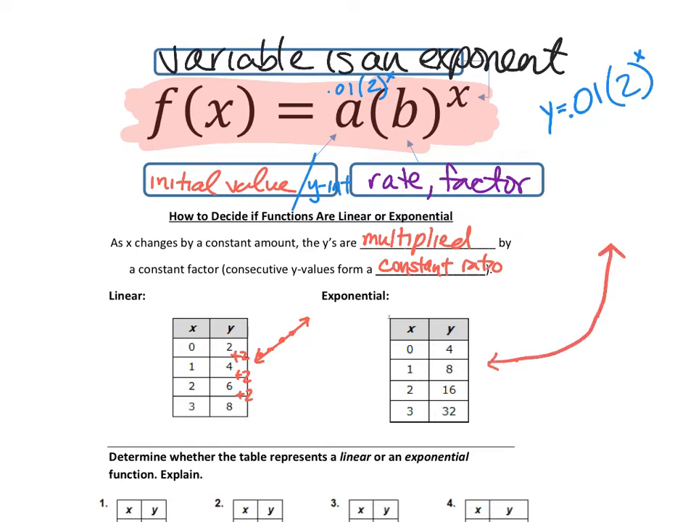Exponential functions are no longer lines, they're curves. Instead of adding every time, do y'all notice that to go from 4 to 8 to 16 to 32, I'm multiplying by 2 every time? Times 2, times 2, times 2. That's my constant ratio. Because I'm multiplying by the same number every time, that's my constant ratio. And that's why this changes in a curve pattern instead of a line. Lines happen when we add, curves happen when we multiply.